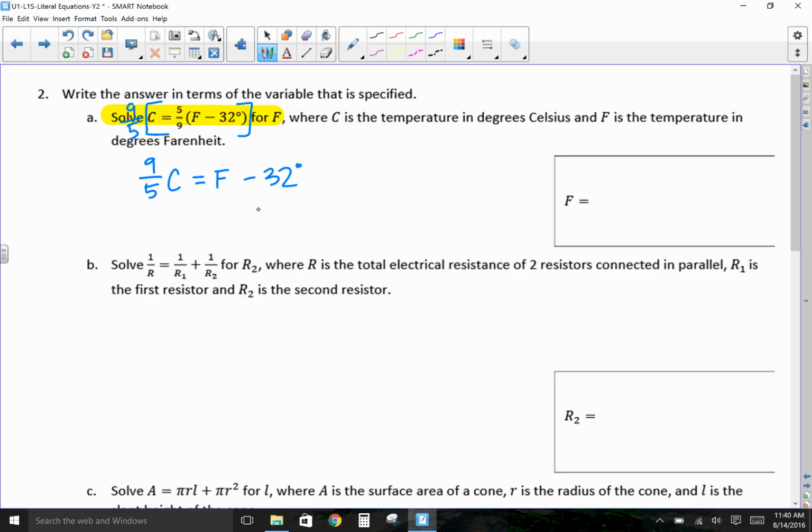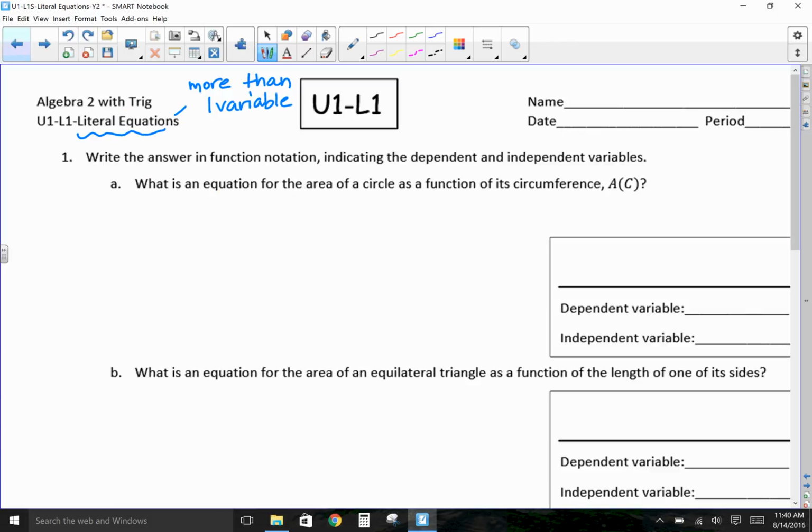Again, I'm solving for F, so I got to get rid of 32, and I'm going to add that to both sides. Putting this line in there makes it easy to tell that you're adding something to both sides of the equation. But you could just write this line here, and then know that the 32 is going to go to the other side, so my answer is going to be 9/5 C plus 32 degrees. Okay, on to the first one.